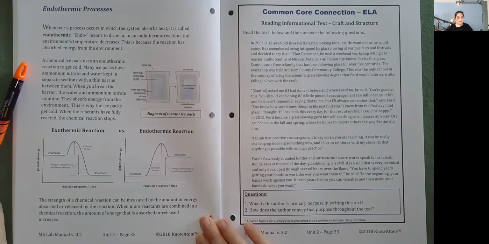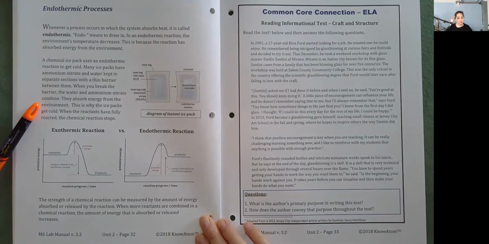A chemical ice pack uses an endothermic reaction to get cold. Many ice packs have ammonium nitrate and water kept in separate sections within a thin barrier between them. When you break the barrier, the water and ammonium nitrate combine. They absorb energy from the environment. This is why the ice packs get cold.